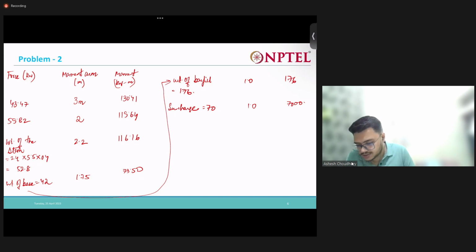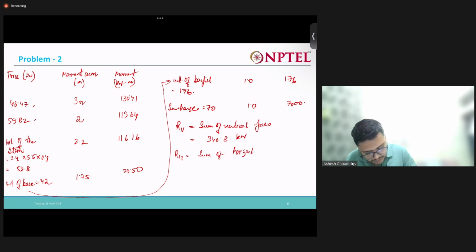Now the sum of all the vertical components, sum of all the vertical forces, these are our horizontal forces, not that. We will consider all the sum of the vertical forces. So if we sum all that up, it will be 340.8 kilonewton. Okay, and all the horizontal component will come out as 103.